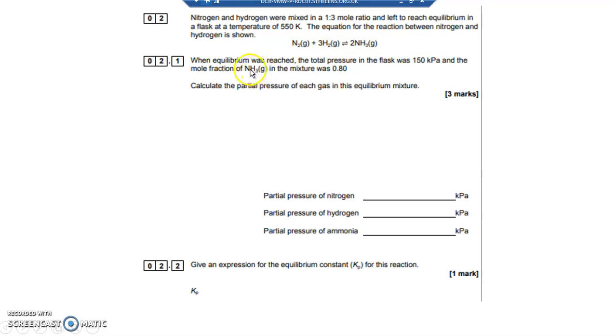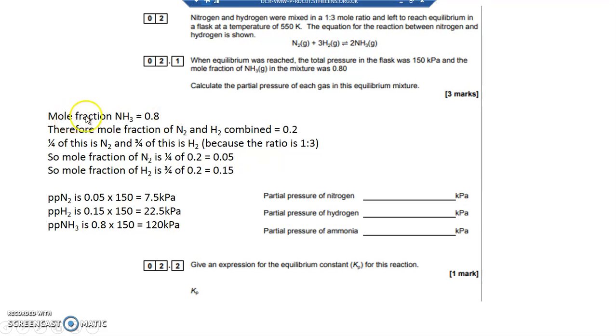The mole fraction of NH3 in the mixture is 0.8. So that means the other two gases, the nitrogen and the hydrogen, must be making a mole fraction of 0.2. So by subtraction, the remaining gases, the N2 and the H2, must make a mole fraction of 0.2, so that 0.8 and 0.2 adds up to 1. We know that 1 out of 1 to 3, or 1 out of 4, a quarter is nitrogen, and 3 out of the 4 are hydrogen, because the ratio is 1 to 3.